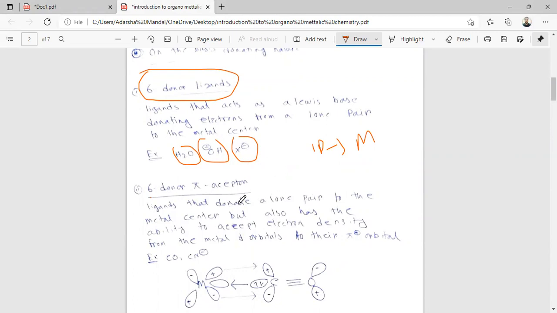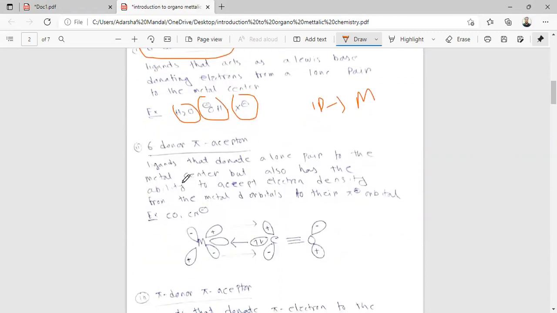So in the broader sense, this type of ligand can donate electrons to the metal center and also can accept electrons from the metal center into the vacant pi star orbital. An example of this sigma donor or pi acceptor ligand is the CO molecule or CN minus. So this is the electronic diagram of the sigma donor and pi acceptor ligands.